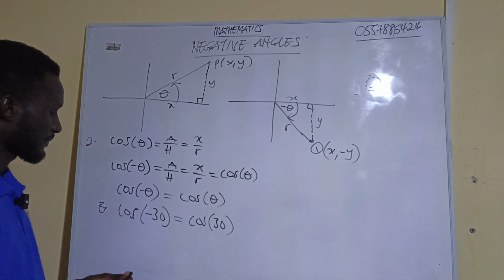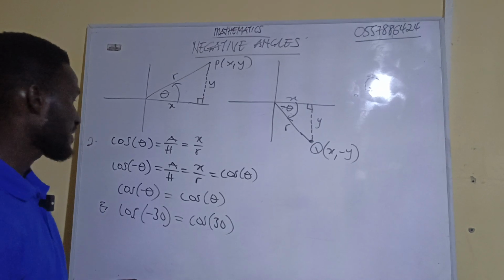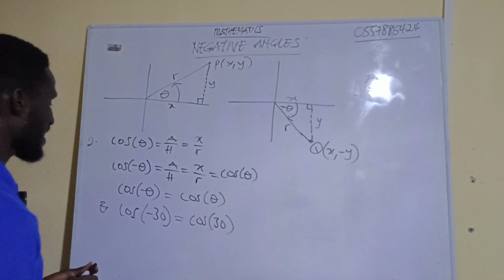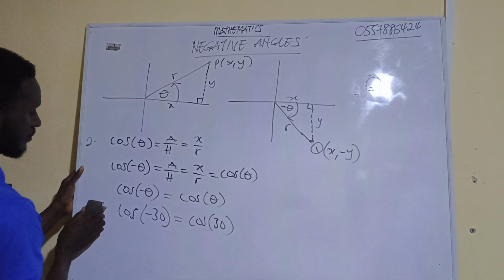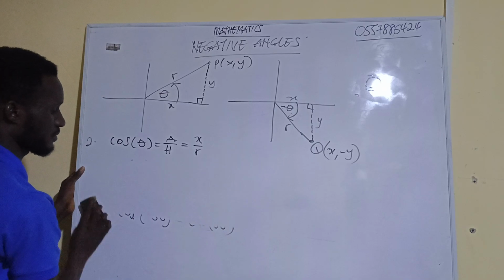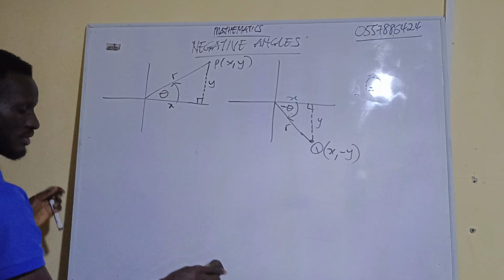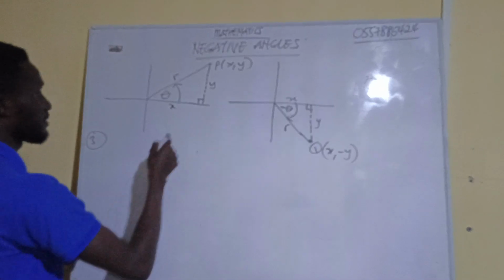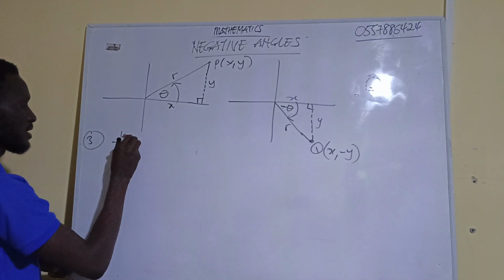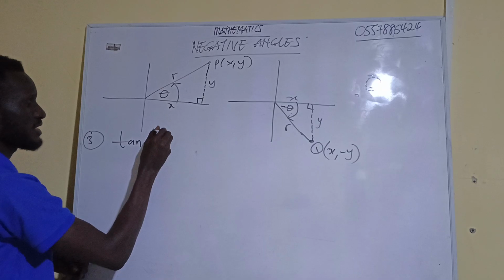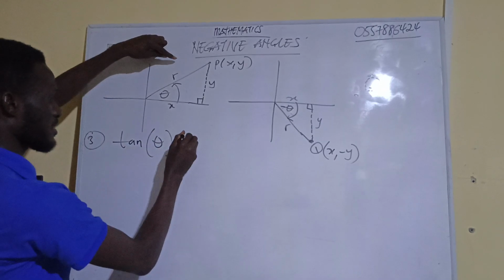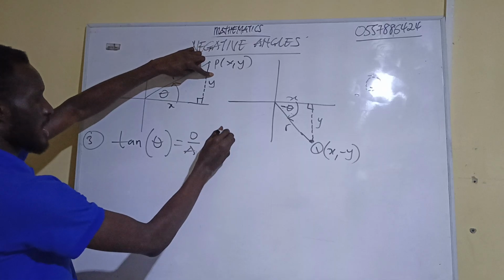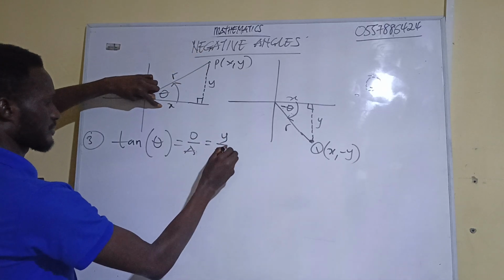Okay. Now let's talk about the last one, tan. You can deduce for the other three groups. Now, number 3. Let's take this one, tan of theta, a positive angle. You know tan is opposite over adjacent. And what is the opposite? Opposite is y, adjacent is x.